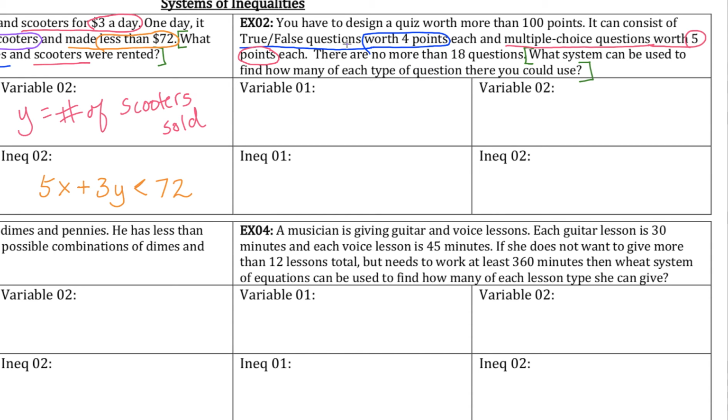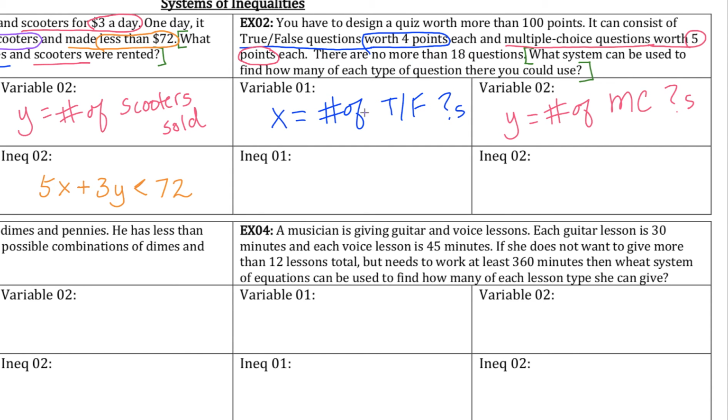So what I like to do is write that down first before we even get started. Blue is the number of true false questions, and red is the number of multiple choice questions. And it gives us two totals: you have to design a quiz worth more than 100 points, and there are no more than 18 questions.